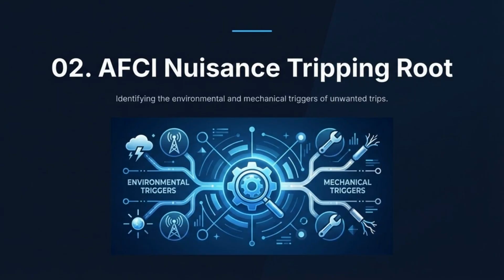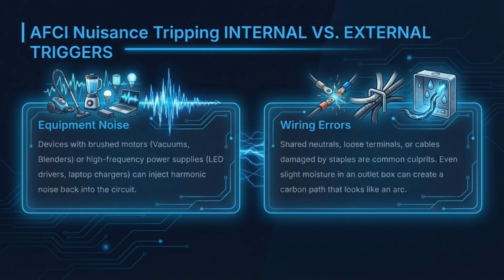Section 2 focuses on the root causes of AFCI nuisance tripping, identifying the environmental and mechanical triggers of these unwanted trips. Triggers can be internal or external. Equipment noise from brushed motors or high-frequency power supplies can inject harmonic noise. Wiring errors like shared neutrals, loose terminals, or cables damaged by staples are also common culprits.